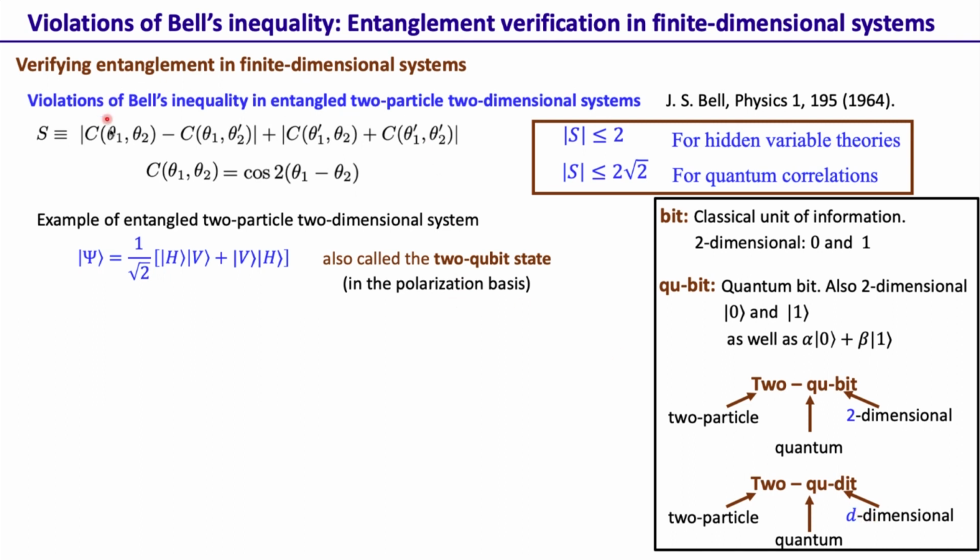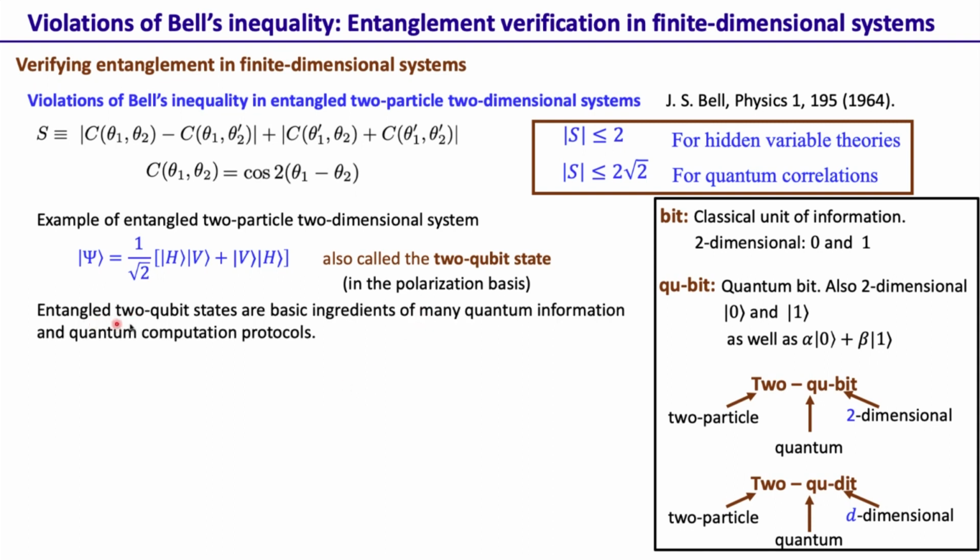So this Bell inequality that we have studied is for the 2-particle 2-dimensional system. Of course, entangled 2-qubit states are basic ingredients for many quantum information and quantum computation protocols. And the original Bell inequality was meant actually for 2-dimensional degrees of freedom, that is polarization. But we'll also see that the 2-dimensional version of Bell inequality can also be used, and the entangled qubit state can also be generated using continuous variable systems.